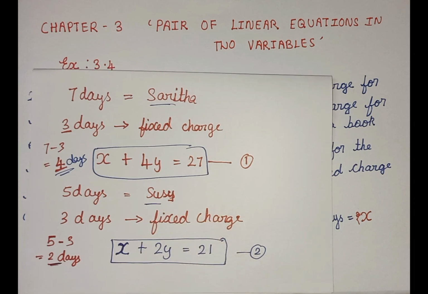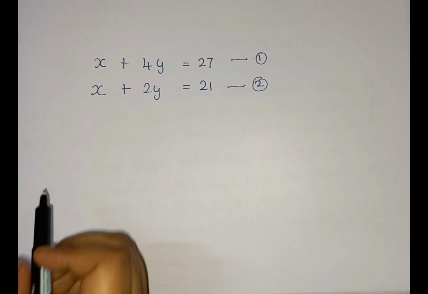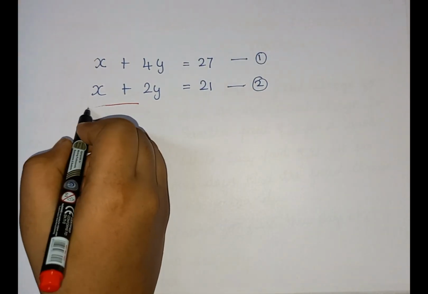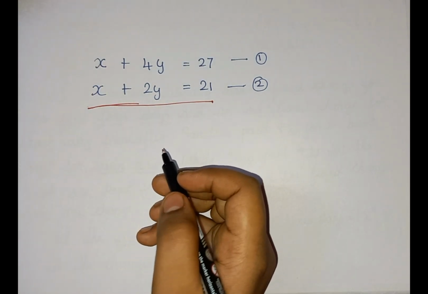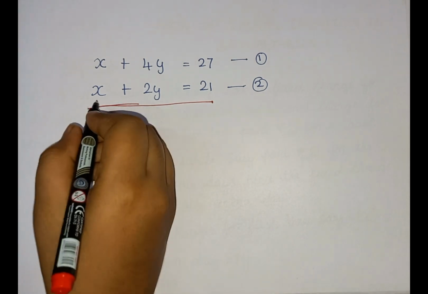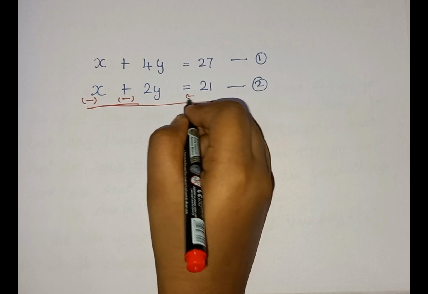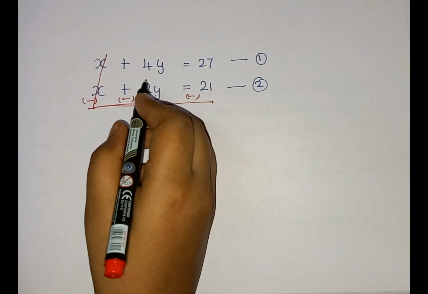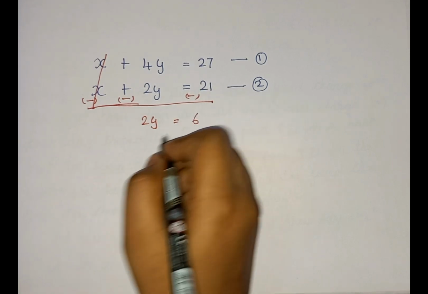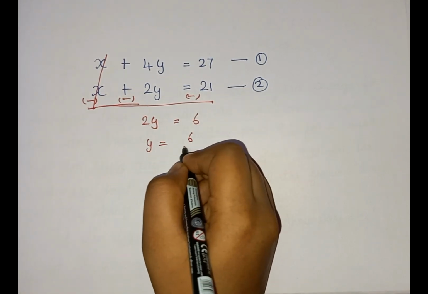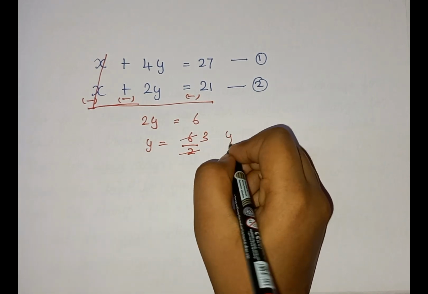Now we can solve it by the elimination method. In the elimination method we are supposed to change the signs. So let us change the sign. Here plus means minus, and here plus means minus. So they cancel. When we solve it, we get 2y is equal to 6. You can try it. So 6 divided by 2, I am doing it quicker, you guys know, right? So the y is equal to 3.